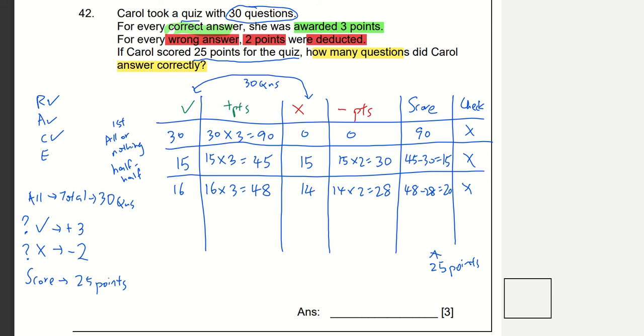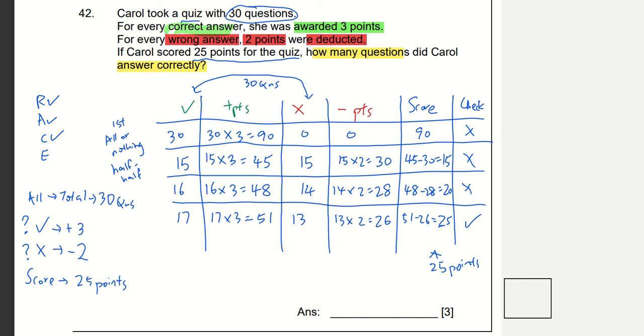So we realize that from 15 to 20, probably I will go with 17 then. 17 times 3, I get 51. Then you have 13 questions that are wrong, 13 times 2, 26. So 51 minus 26, that gives me 25. There you go, you got the right answer here. So 25 points, that's the correct one. So let me highlight this. So here I make one final guess, and that's correct.